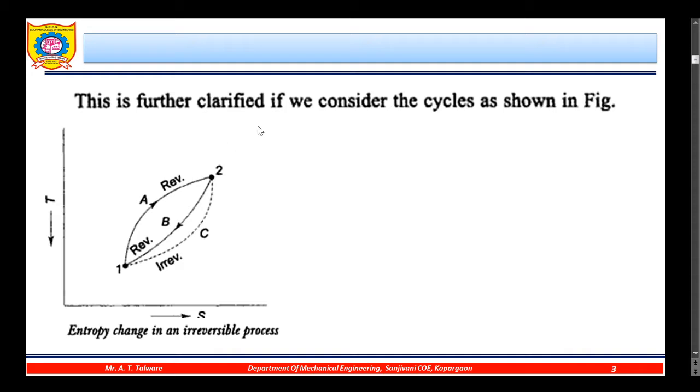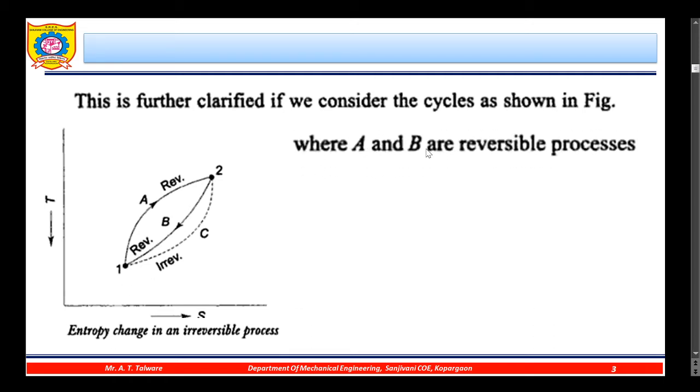This is further clarified if we consider the cycles as shown in the figure, where A and B are the reversible processes. We have considered these processes on the TS plane, with temperature on the y-axis and entropy on the x-axis. In this cycle, A and B are the reversible processes, and C is the irreversible process.